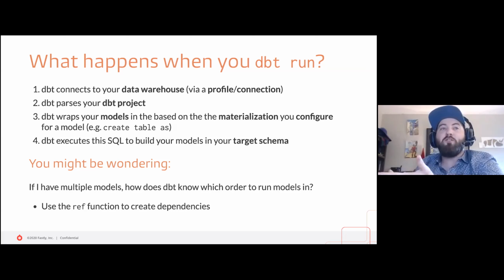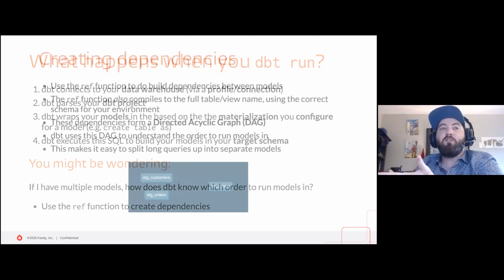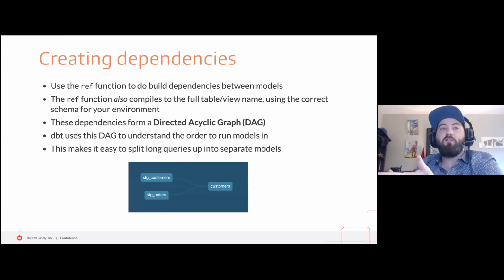If you have multiple models, it uses the ref function to create dependencies. Those dependencies work between models to create a lineage of logic that says, hey, I need my staging models to run before my fact models.